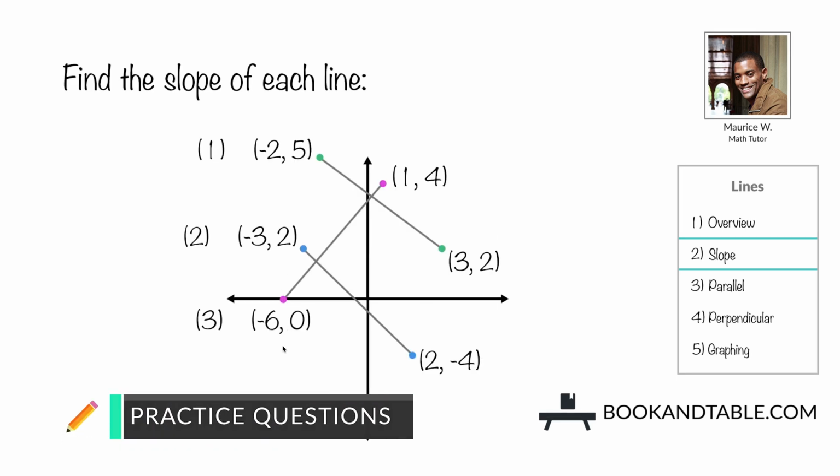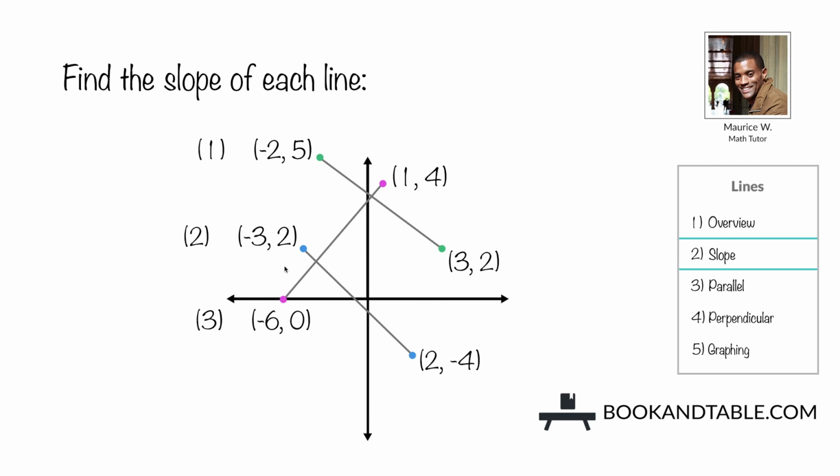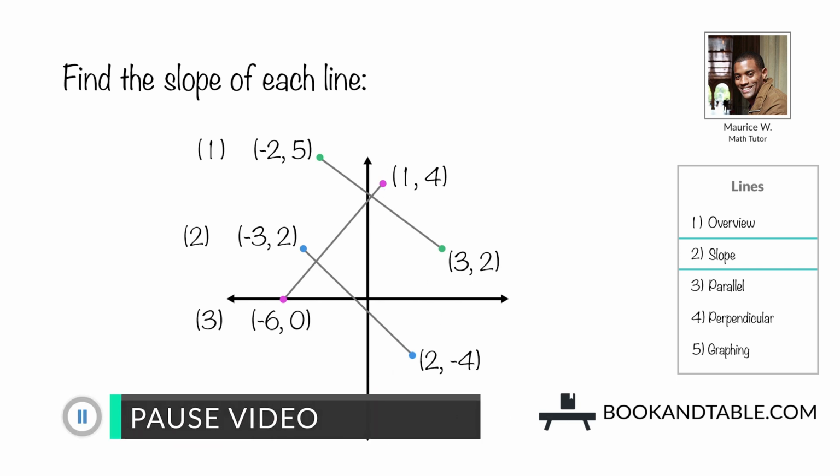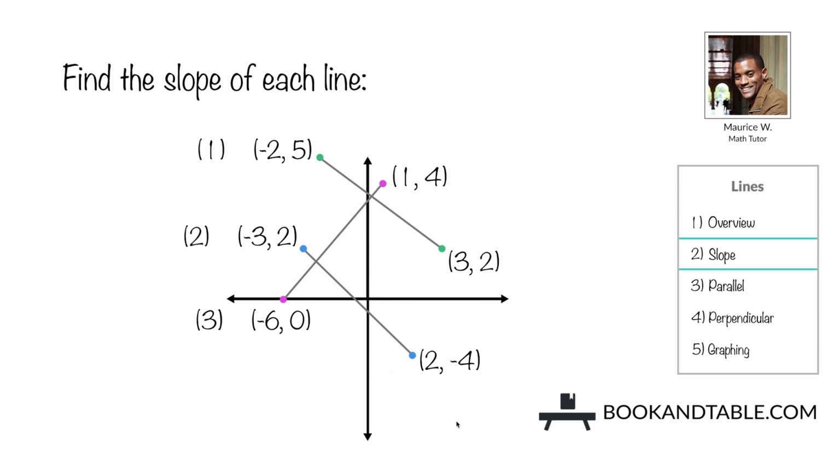Let's have you try a few practice questions. Find the slope of each line. Question number 1 is this green line. -2, 5 is this point here. And +3, 2 is the point here. Question number 2, the blue one. -3, 2, and 2, -4. In question number 3, purple, -6, 0 is this point, and +1, 4 is this point. Pause the video, find the slope of each of these lines, and then press play when you are ready to begin.